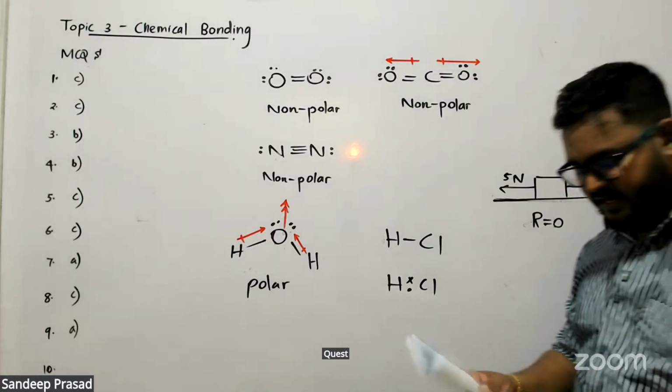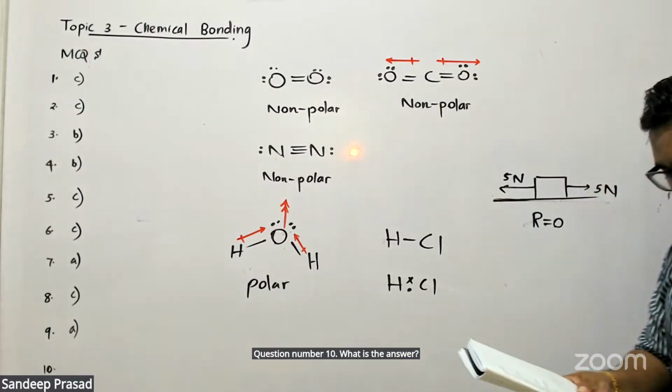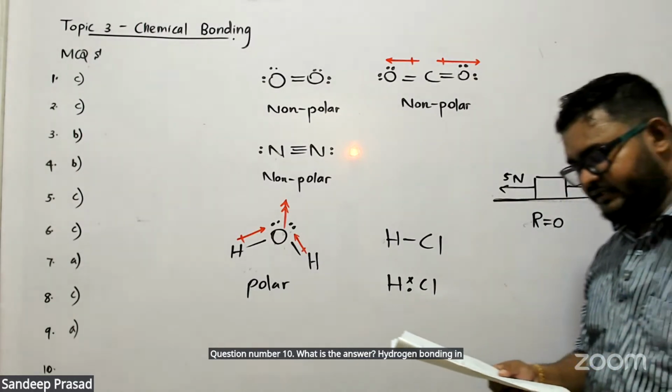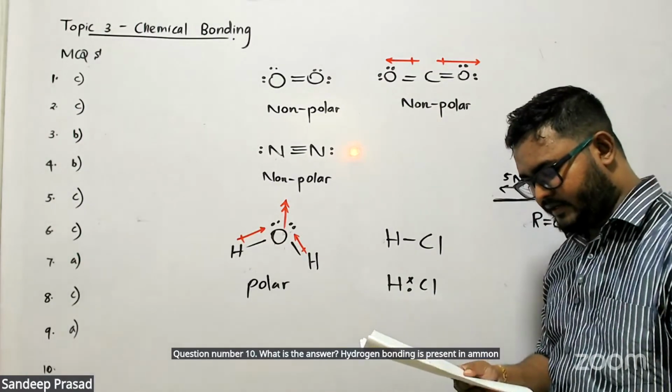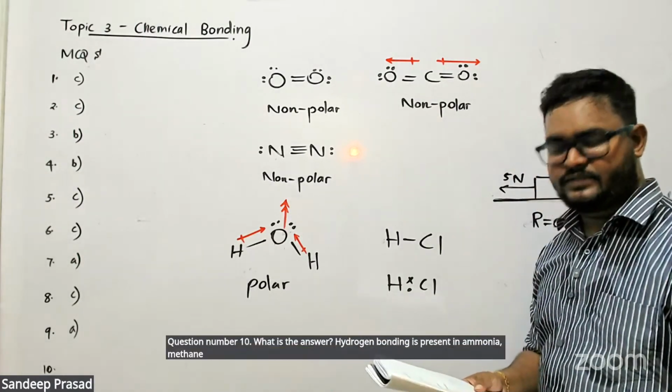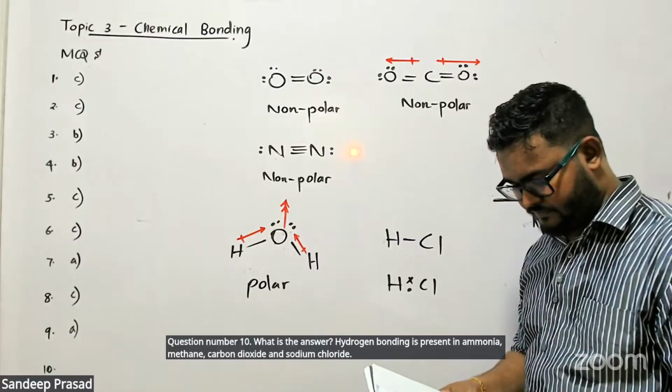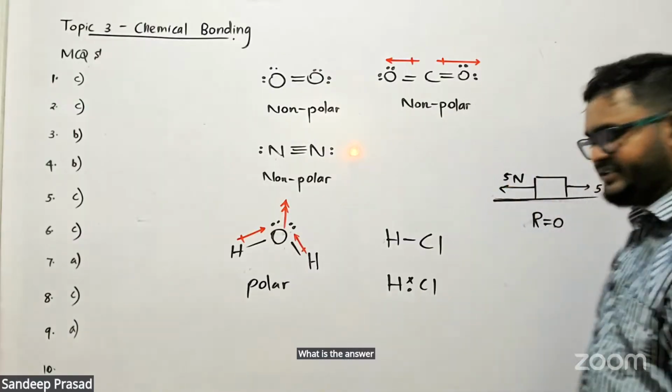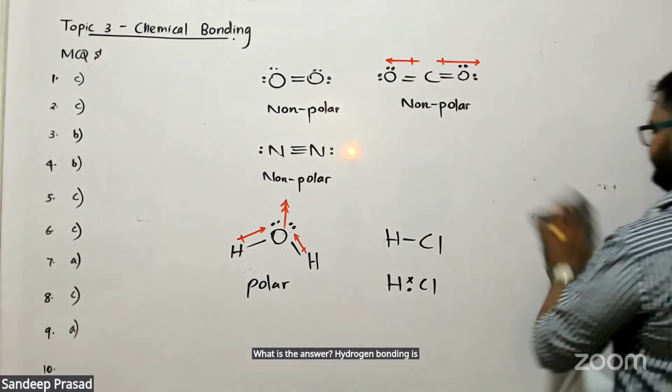Question number 10. What is the answer? Hydrogen bonding is present in ammonia, methane, carbon dioxide, and sodium chloride. What is the answer? Hydrogen bonding is present in ammonia.